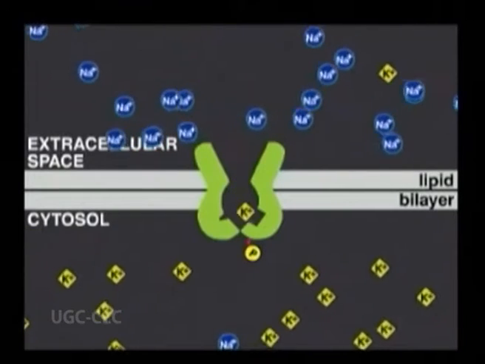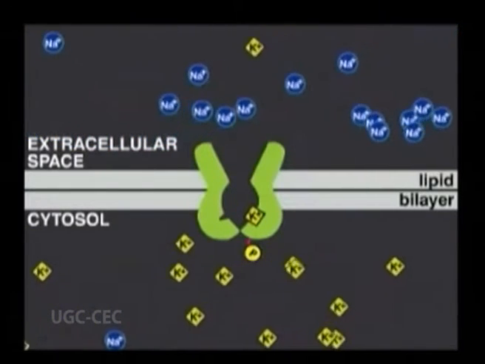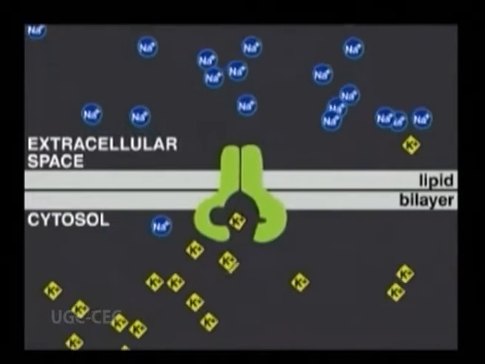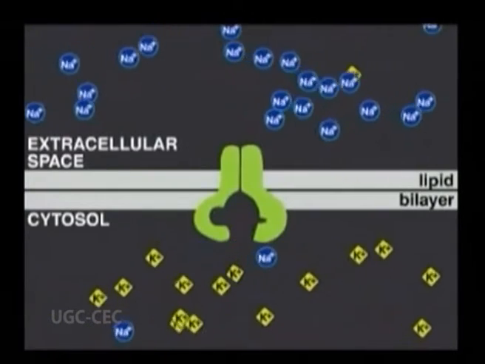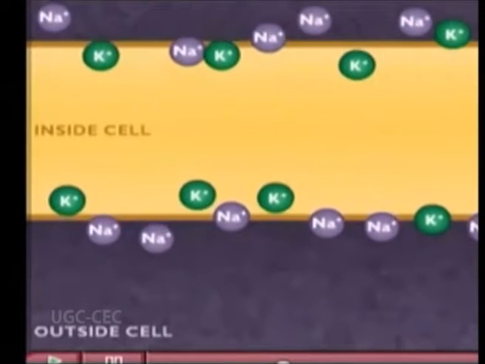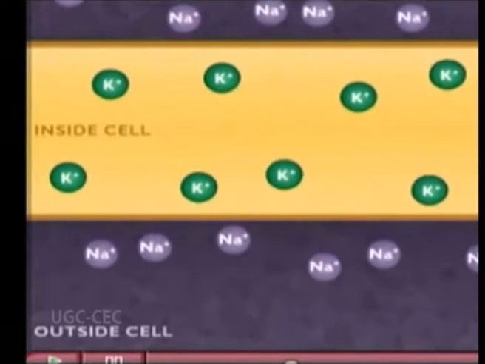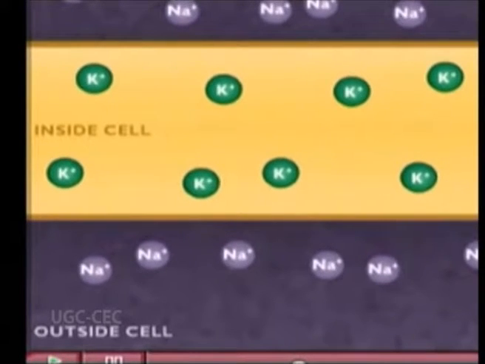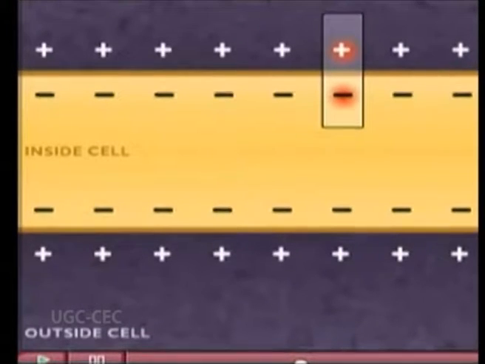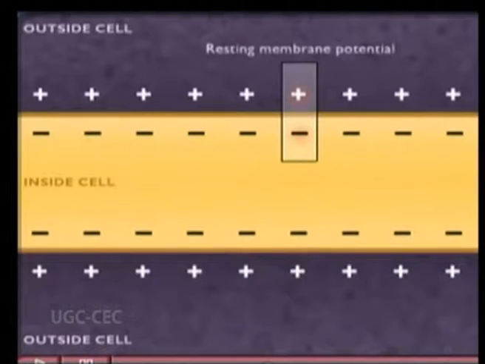Two potassium ions from outside the cell then bind to the transport protein, and as the phosphate is removed, the protein assumes its original shape and releases the potassium ions inside the cell. The combination of the sodium potassium ATPase pump and the leak channels causes a stable imbalance of sodium and potassium ions across the membrane. This imbalance of ions causes a potential difference, which is also called voltage, between the inside of the neuron and its surroundings, called the resting membrane potential.